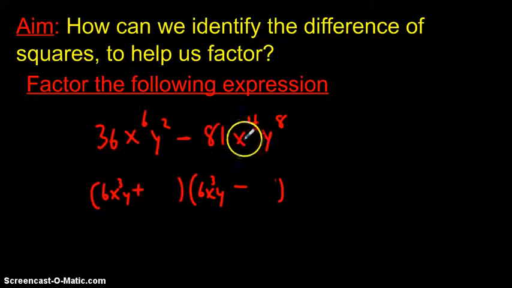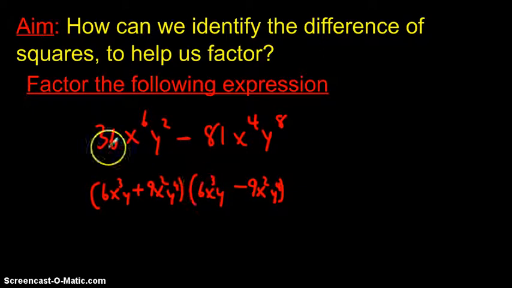Now the square root of 81 is 9. The square root of x to the 4th is x squared. And the square root of y to the 8th is y to the 4th. And as you might have noticed, when you normally FOIL two binomials, you'll actually get a trinomial. But in this case, there's a middle term that gets canceled out.